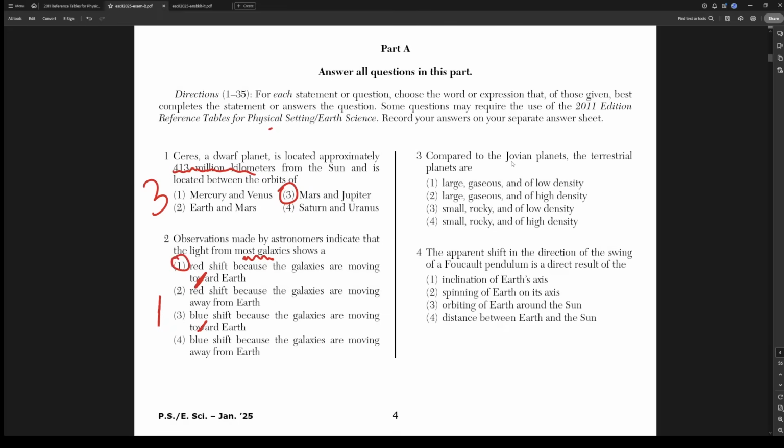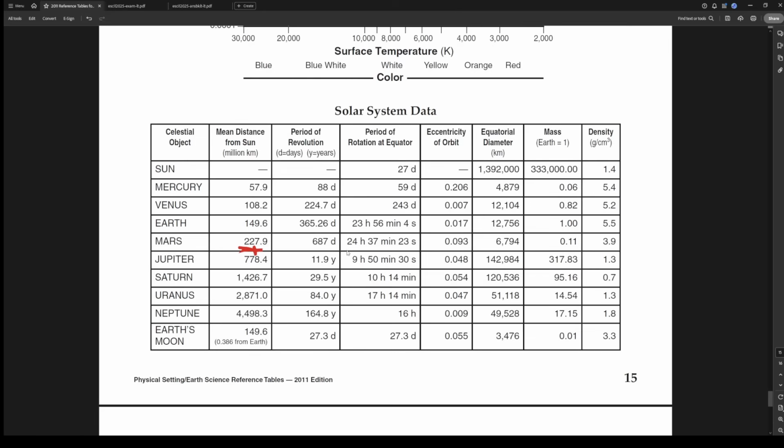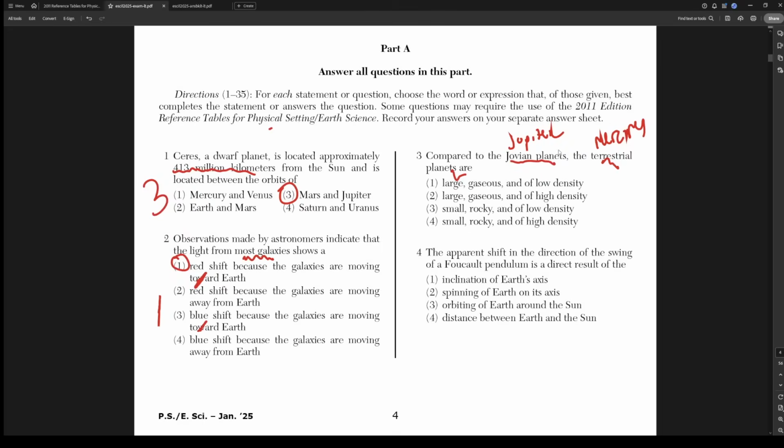Number 3, compared to the Jovian planets, the terrestrial planets are what? So the Jovian planets are like Jupiter, and the terrestrial planets are like Mercury. Just based off that, you should know Jupiter is the biggest planet. Now, if you don't know that, you can use this table again and get all your data. So I would know that these 4 are the terrestrial and these 4 are the Jovian, right? But you should probably have this remembered, honestly. The big planets are really, really big, and they're low density, so the terrestrial planets are going to be your small, made of rock, high density planets, so it's going to be 4.